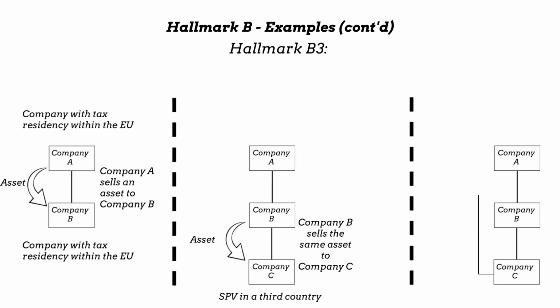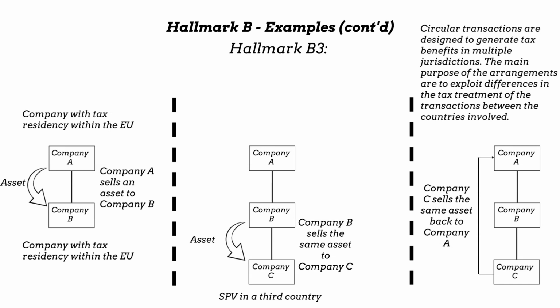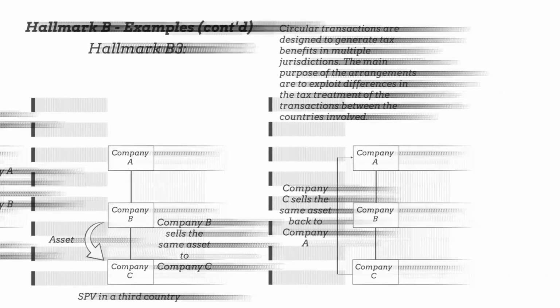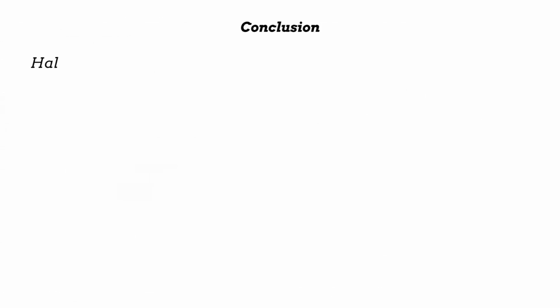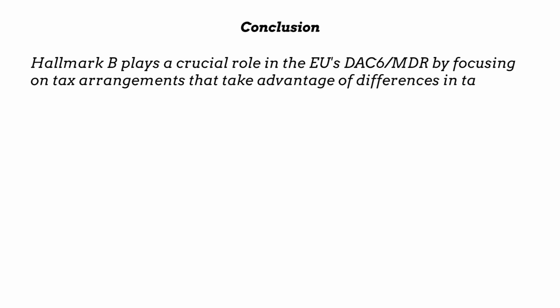This circular transaction is designed to generate tax benefits, such as deductions or tax credits, in multiple jurisdictions. The main purpose of the arrangement is to exploit differences in the tax treatment of the transactions between the countries involved. In this case, the circular transaction could be considered an aggressive tax arrangement that falls under Hallmark B3 of DAC6. Conclusion. In conclusion, Hallmark B plays a crucial role in the EU's DAC6/MDR by focusing on tax arrangements that take advantage of differences in tax treatment between jurisdictions.